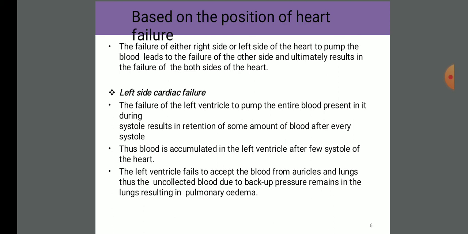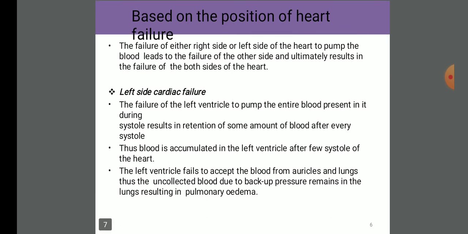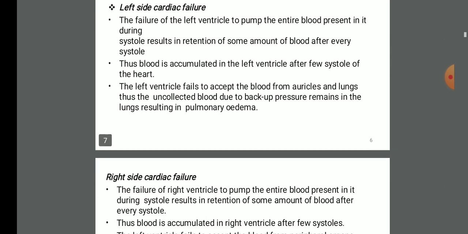First, left side cardiac failure. The failure of the left ventricle to pump the entire blood present in it during systole results in retention of some amount of blood after every systole. Thus, blood is accumulated in the left ventricle after a few systoles of the heart. The left ventricle fails to accept the blood from the auricles and lungs, thus the uncollected blood, due to backup pressure, remains in the lungs, resulting in pulmonary edema.